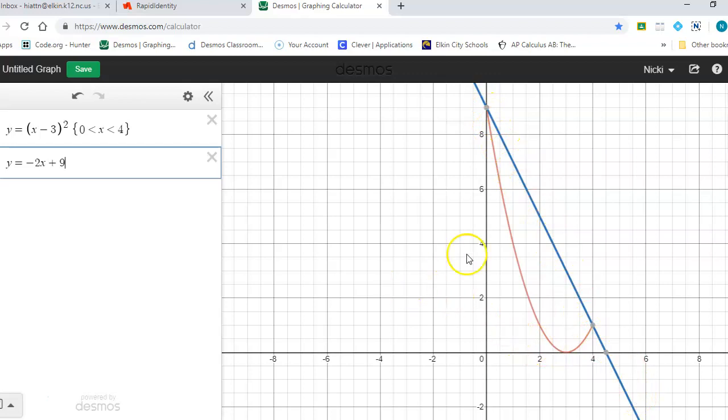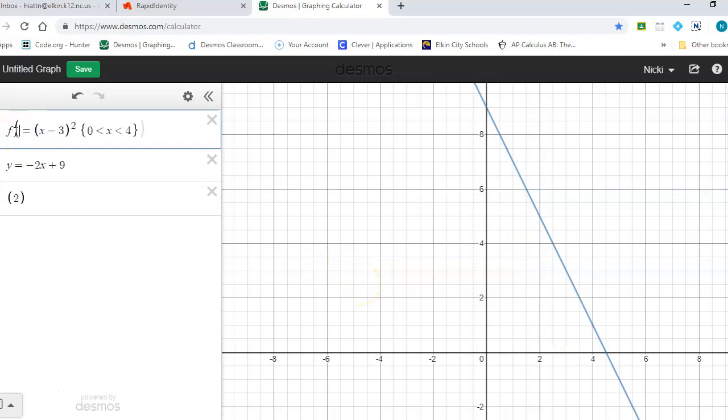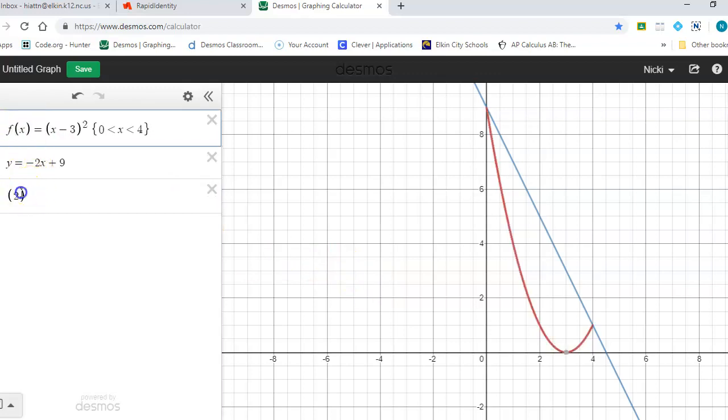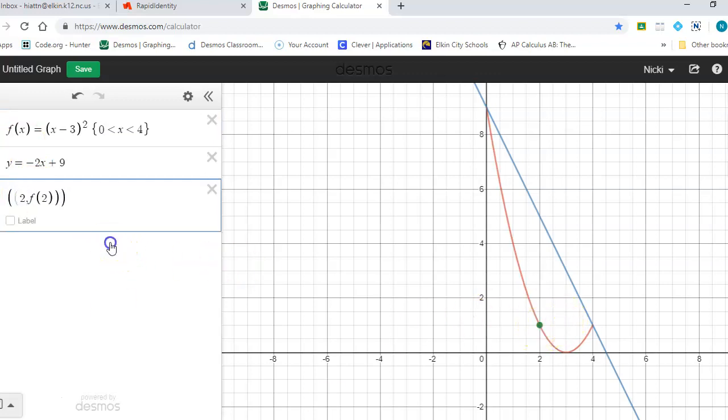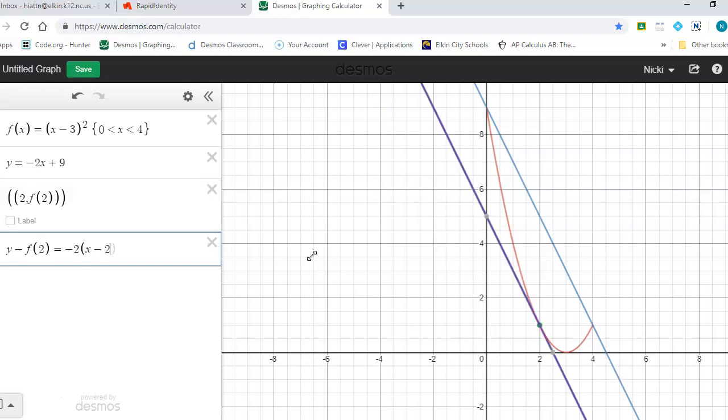We're looking for the place where the derivative is the same. That we found out was at 2, right here. That's our point right here. If we want to write a tangent line equation for that, we would say y minus f of 2 equals negative 2 times x minus 2. And there's your tangent line. See how that tangent line's parallel, so that we have that same slope of the tangent line in both places.